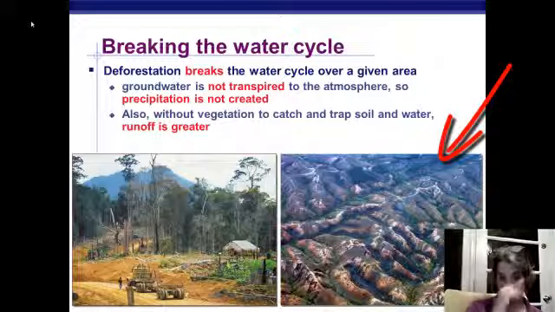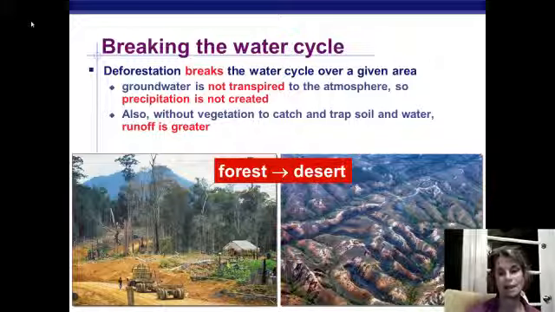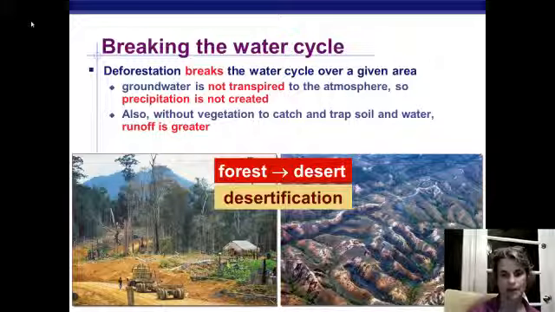Additionally, just as what we've just talked about, when you don't have the vegetation there to catch and hold that soil and hold that moisture that's in the soil in the area, then the runoff is just much greater. And again, both of these things can lead an area to change into a completely different type of biome than what was there before. Desertification is the term for that.